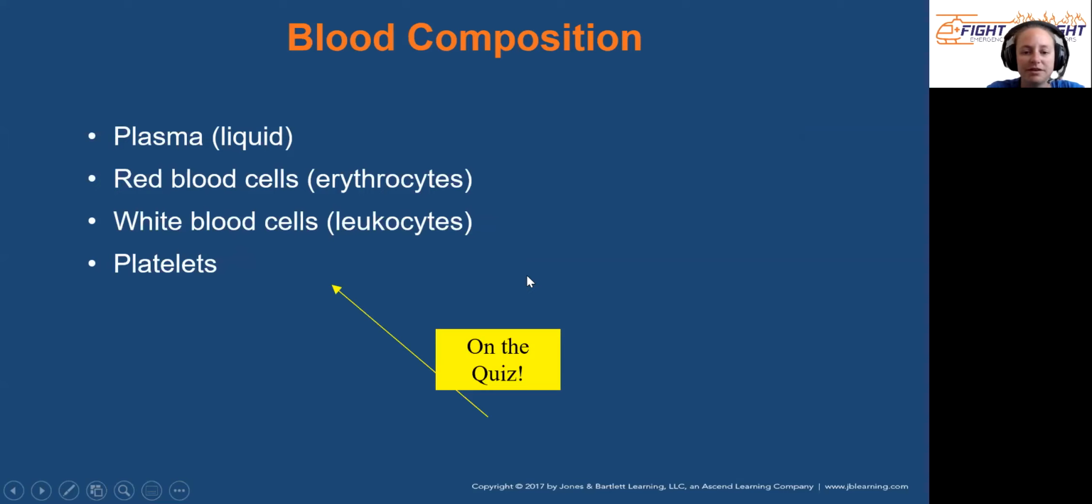What is the blood made of? I am going to ask you this on the chapter 5 and 6 quiz. The blood has 4 parts: plasma, which is the liquid that everything flows in; red blood cells, don't worry about erythrocytes, that's a big fancy word. Red blood cells carry oxygen. White blood cells, don't worry about leukocytes. White blood cells fight infection. And platelets, which clump together to allow the blood to clot. So plasma, red blood cells, white blood cells, platelets. Be able to list those 4 things on the quiz.